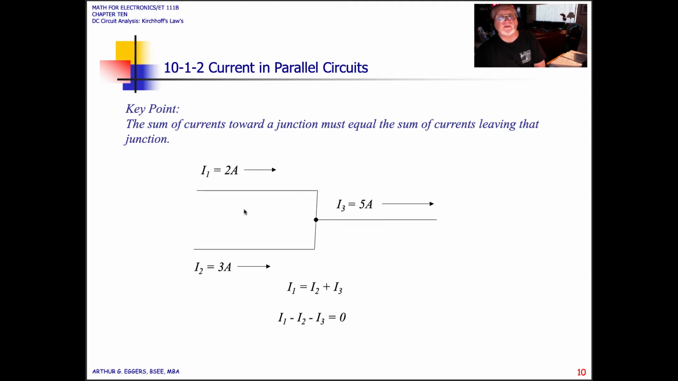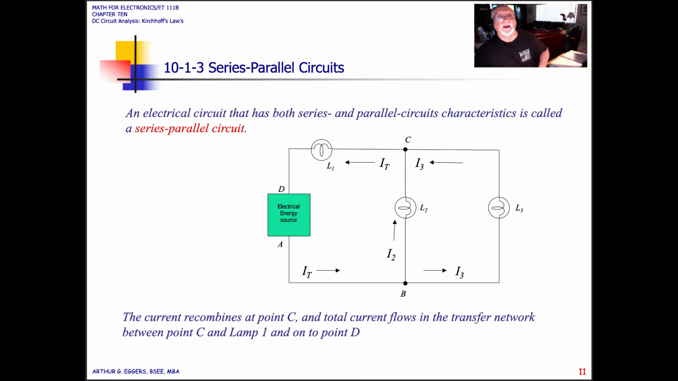Now if we change the representation around a little bit, we have 2 parallel paths where we have 2 amps and 3 amps flowing on each of the paths for this network. They sum at this point to give us a total of 5 amps. So all the currents flowing into the point must sum to some total current. An electrical circuit that has both series and parallel circuit characteristics is called a series parallel circuit.